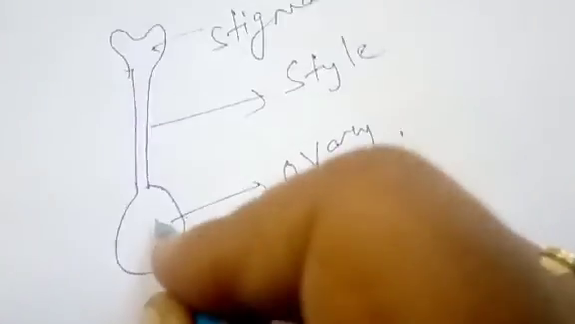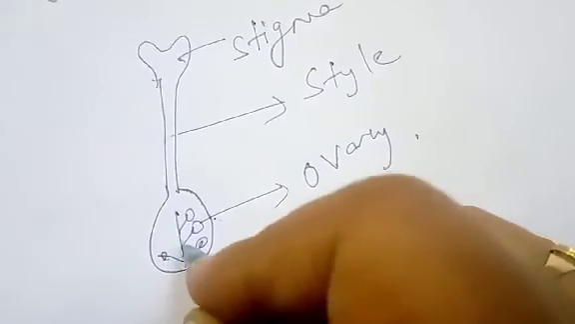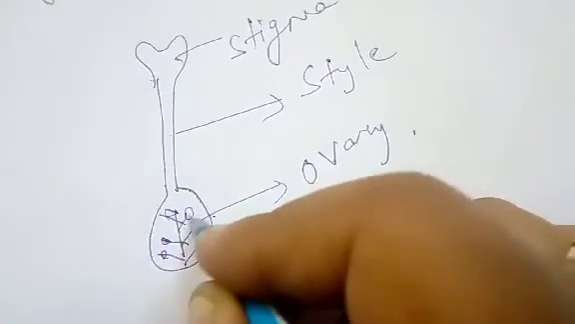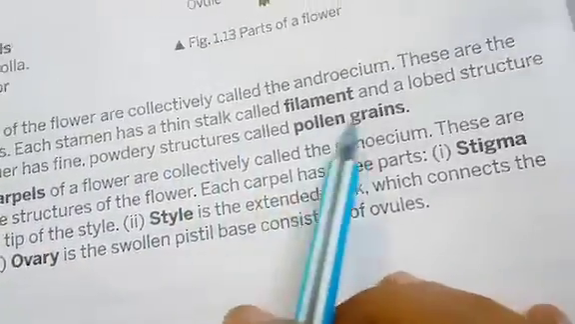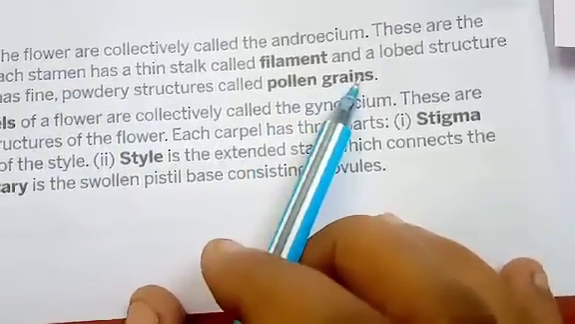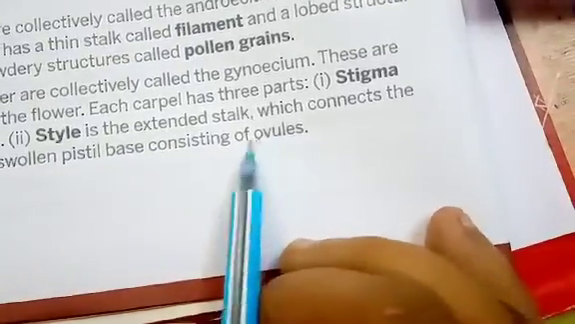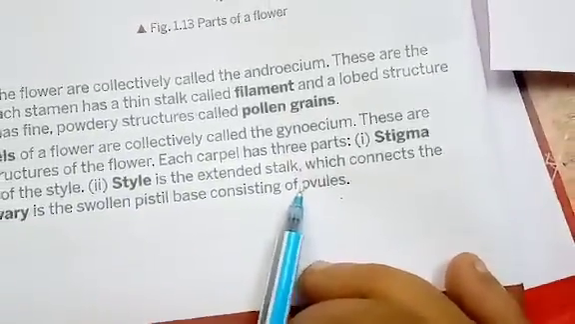Now, in the ovary, you will find there are small rounded structures like this. They are called ovules. So, in the pollen grains of this stamen, we will find male gamete, and in the ovules you will find female gamete. So here the sexual reproduction takes place in a plant.